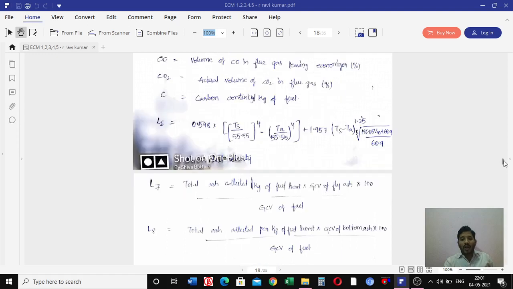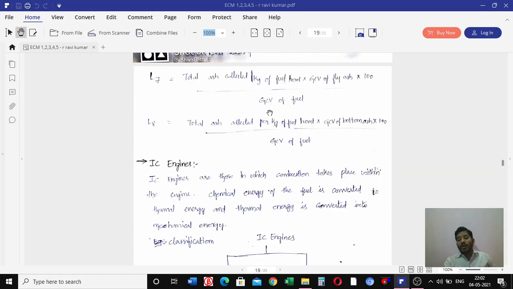If you want to find out the value of L7, it is the total amount of ash collected per kg of fuel burned, into the gross calorific value of fly ash, multiplied by 100, divided by the gross calorific value of the fuel. From that we can easily get the value of L7. What about L8? L8 is the total ash collected per kg of fuel burned, into the gross calorific value of bottom ash, into 100, divided by the gross calorific value of the fuel.